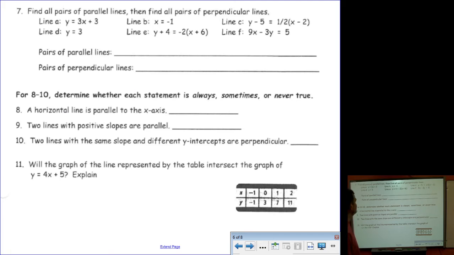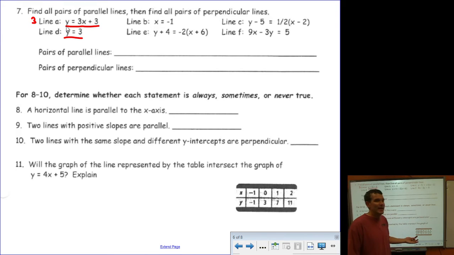All right, here I have to find all pairs of parallel lines and perpendicular lines. I think the best thing to do here would be to first find all the slopes. So, this guy is already in slope-intercept form. He has a slope of 3. This guy is a horizontal line because he only has a y, and horizontal lines have a slope of 0. This guy is a vertical line because he has only an x in the equation, so his slope is undefined.